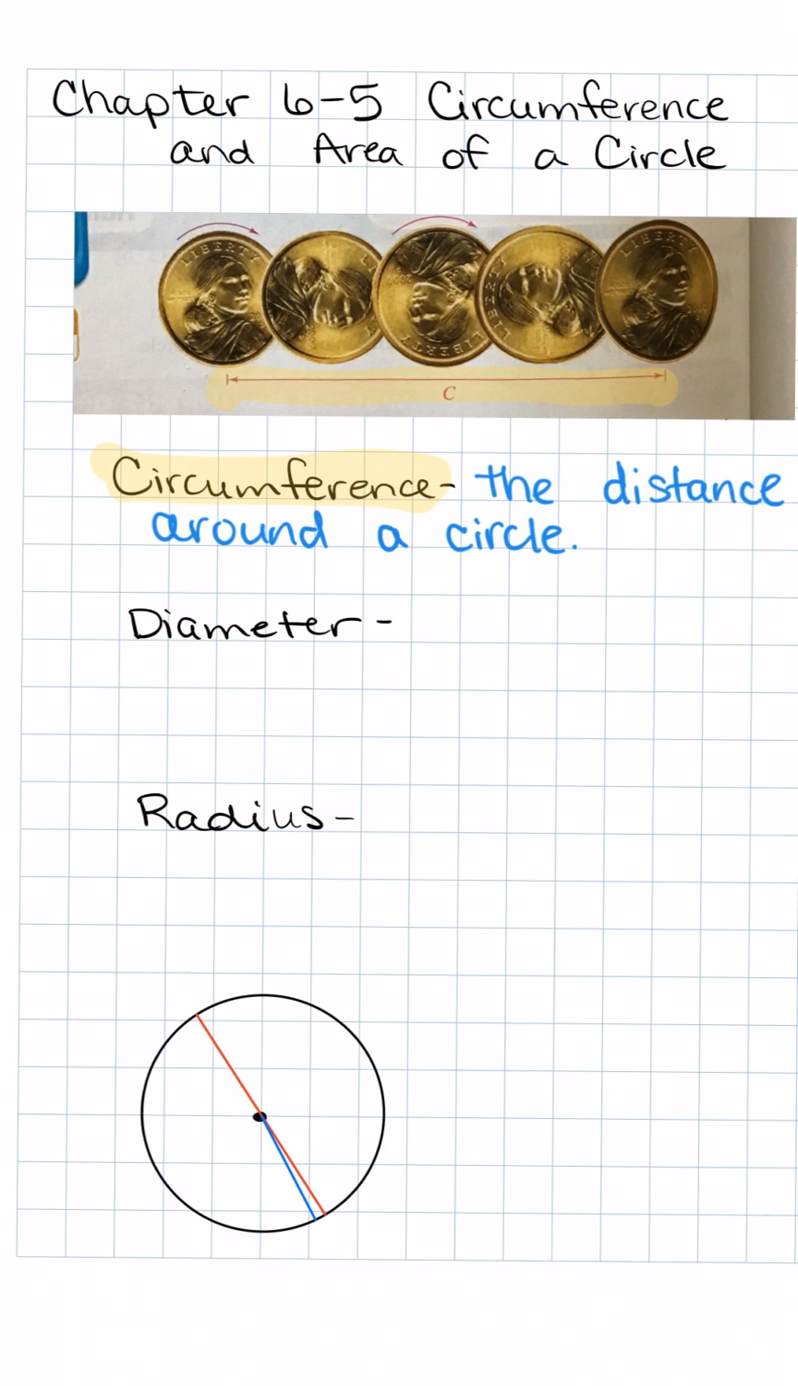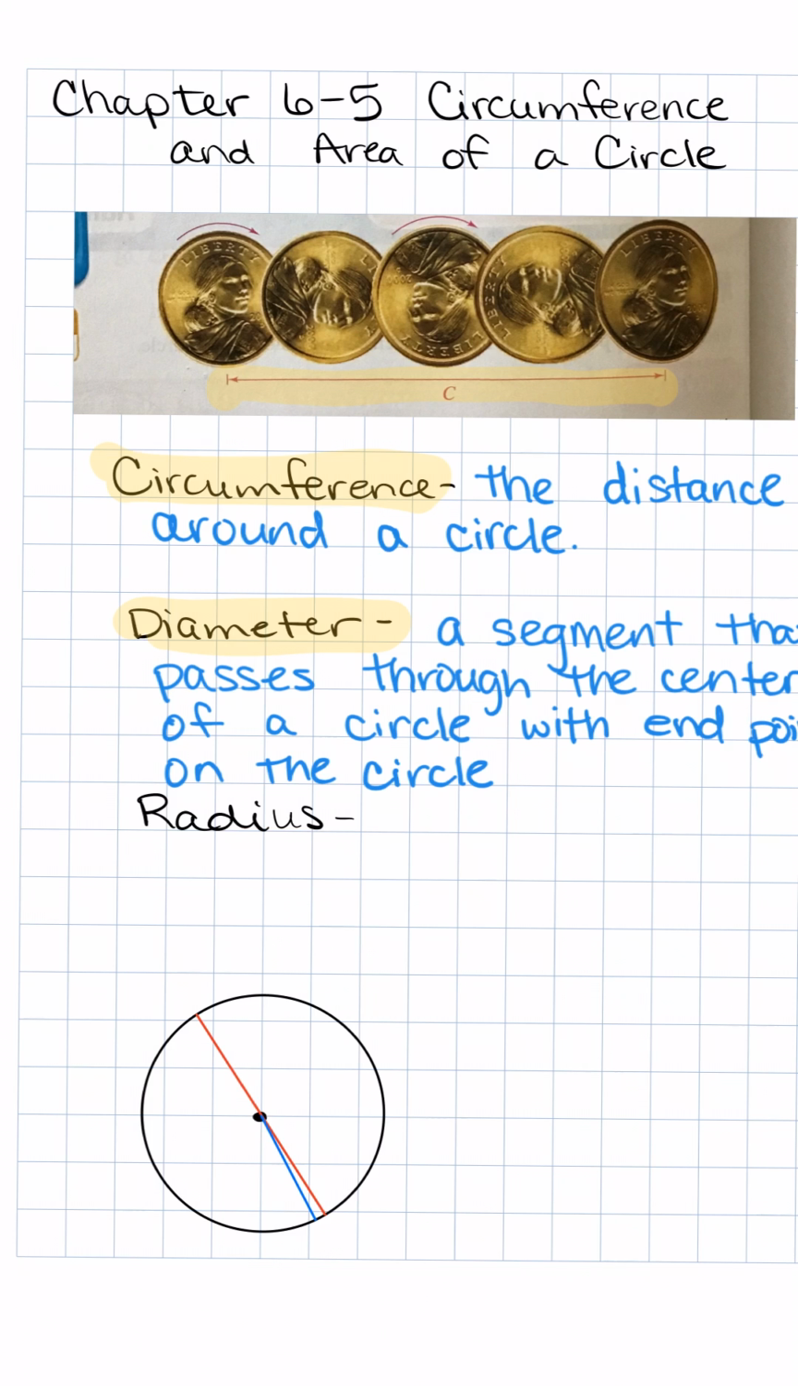Diameter is a segment that passes through the center of the circle and has both endpoints on the circle. Let's write that down. So the diameter is a segment that passes through the center of the circle with endpoints on the circle. If you look down below here, this is an example of the diameter. Passes through the center, here's the center, with the segment endpoints on the circle, right there.